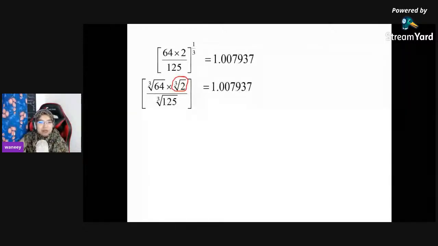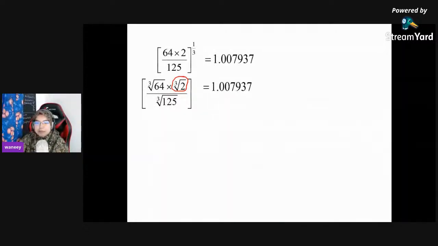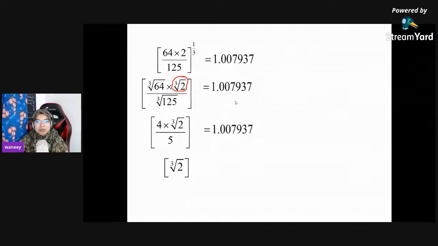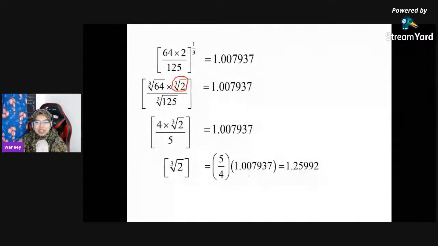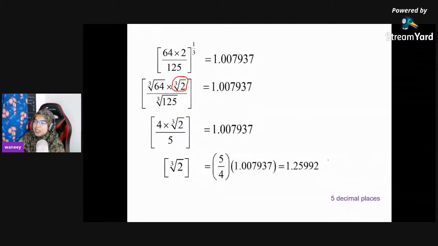Okay, so now the thing that we want is actually this one. So I'm going to leave them on the left hand side. Cube root of 64, let us find out this value first. And cube root of 1 to 5, let us find out this value first. And after that, I'm going to bring it to the right hand side. So cube root of 64 is actually 4. Cube root of 1 to 5 is actually 5. So let us bring the 4 and the 5 to the right hand side. So that means cube root of 2 is actually 5 over 4 times 1.007937. So now the final answer is 1.25992, which is in 5 decimal places.